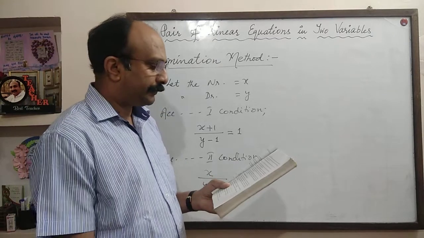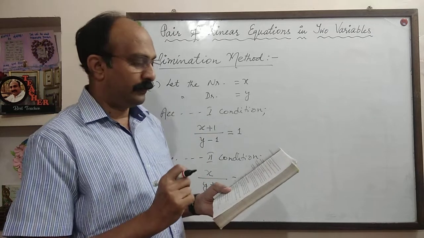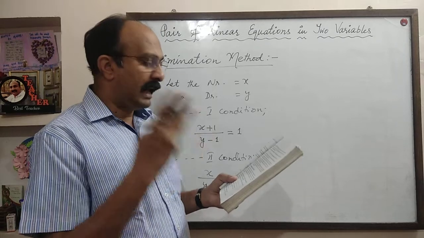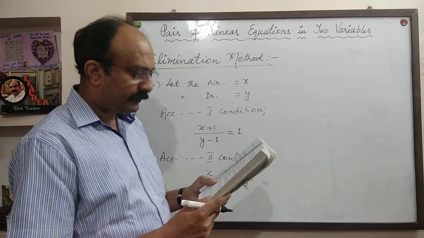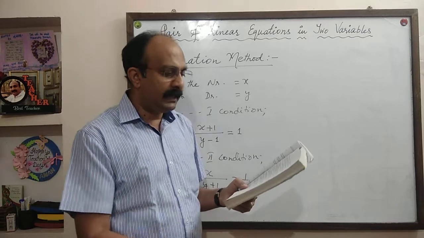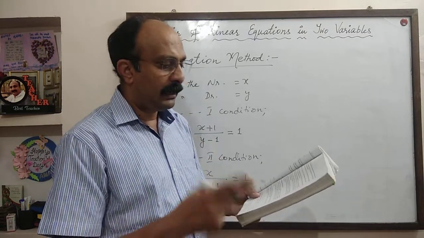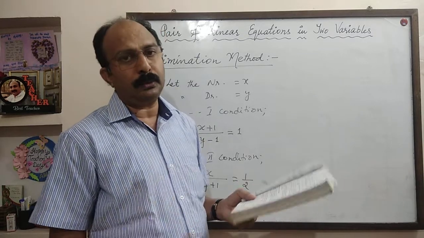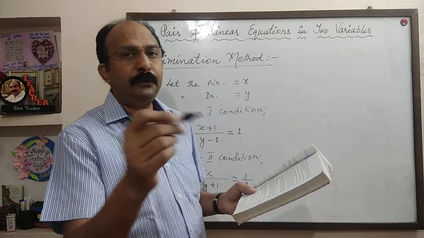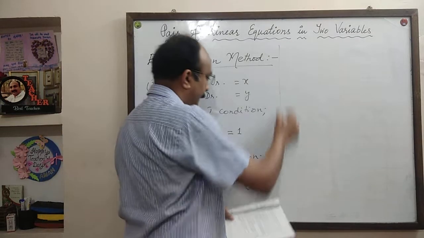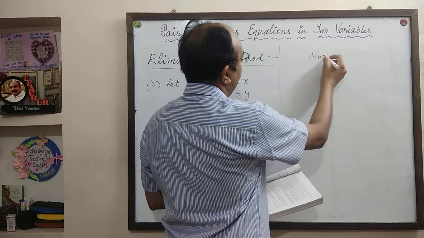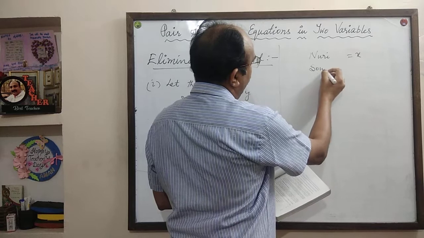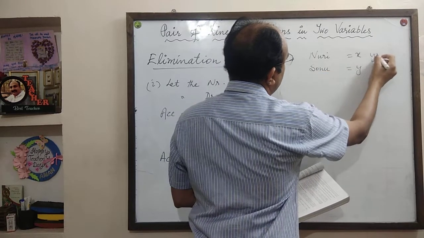Now question number 2. 5 years ago, Noori was thrice as old as Sonu. Second condition, 10 years later, Noori will be twice as old as Sonu. How old are Noori and Sonu? Let the age of Noori be x and let the age of Sonu be y years.